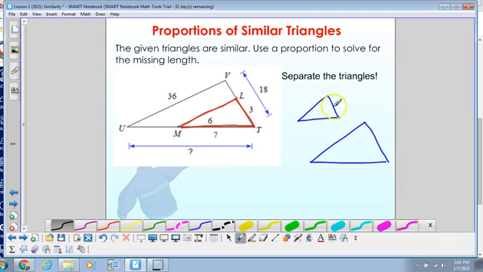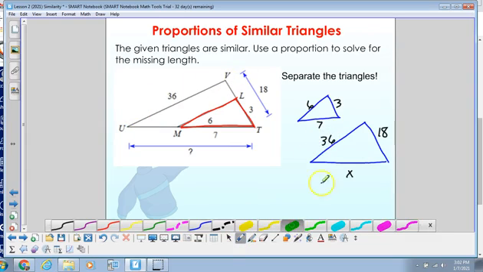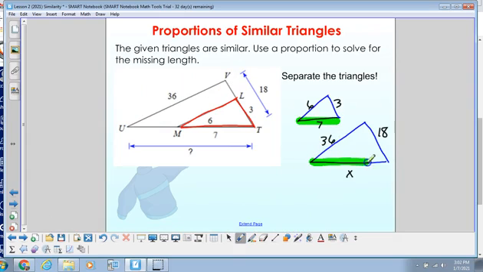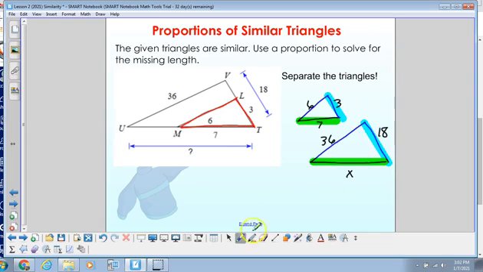So in this small triangle, this side is 3, this side is 7, and this side is 6. Even though it's a little weird where that 6 is supposed to go with this side right here. And in our big triangle, this long arrow right here indicates that this entire side is 18. This entire side is a question mark, so it's x. And this entire side is 36. So I'm going to highlight what matches up. The 7 and the x go together. The 3 and the 18 go together. And the 6 and the 36 go together.